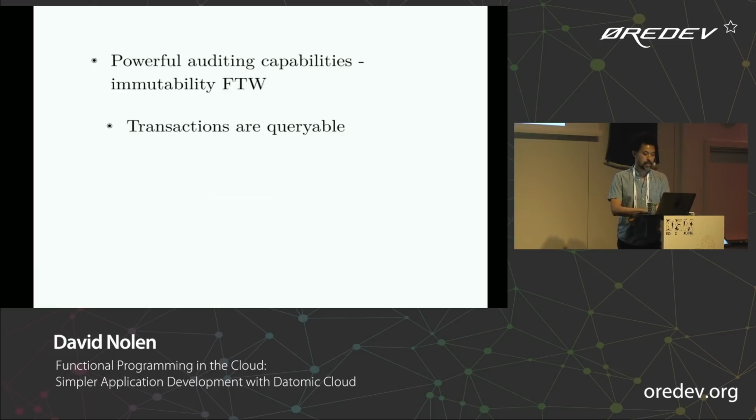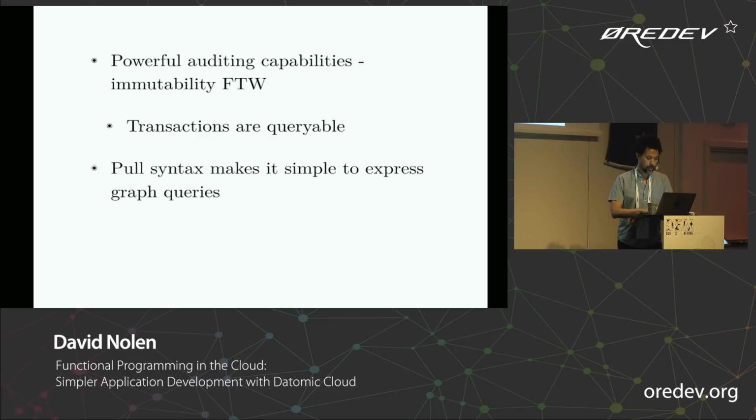Hopefully that made some sense. Another thing I don't have time to talk about is that transactions are actually queryable. Every time you transact into Datomic, it actually adds a fact of that transaction, so you know all the datums that were added. So again, for auditing, when something bad happens, it's very easy to query all the transactions that involve this entity, perhaps this user, where something went wrong.